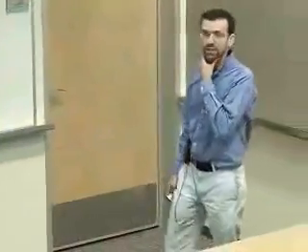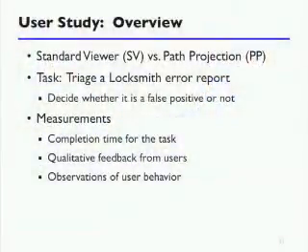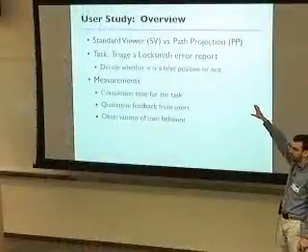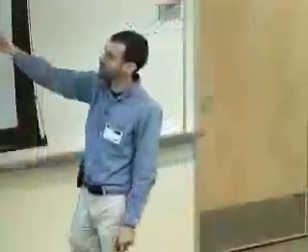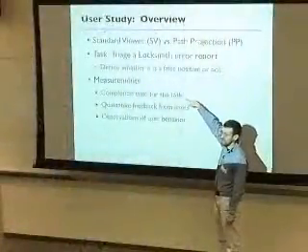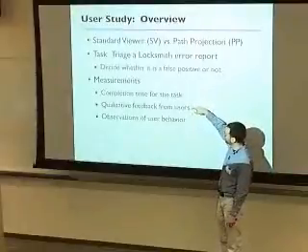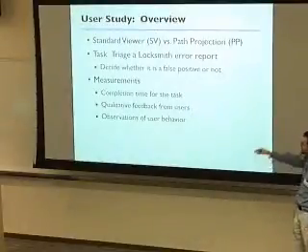All right, so now let me tell you what happened when we actually did this experiment. And of course, we had to do the experiment twice because the first time it didn't really work. So we did a pilot study and gained a whole bunch of insights, and then we fixed it and reran the study again, and those are the results I'm going to tell you about today. We compared the standard viewer to the path projection view. The task was triaging a Locksmith error report. The example I showed you was one of the examples that we asked people to look at. We measured completion time for the task and qualitative feedback from the users, and we also observed user behavior, especially in the pilot study, and used that to fix some things for the subsequent one.